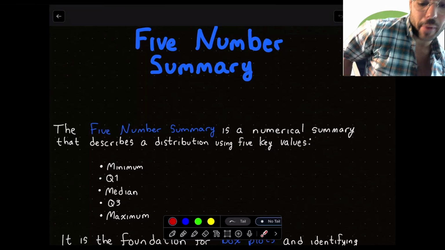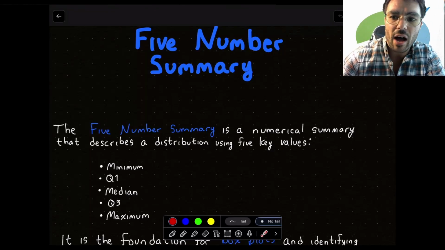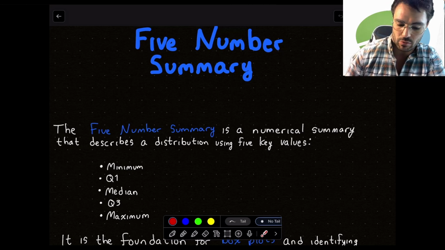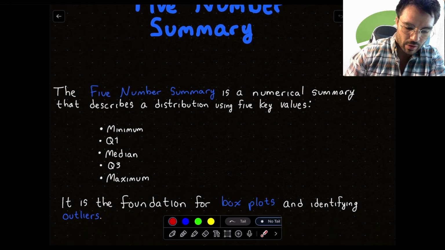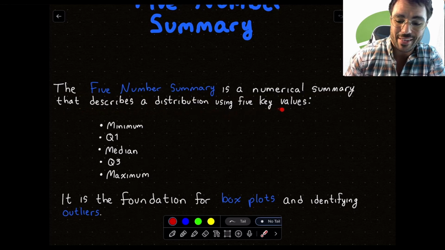Hello and welcome back. Today we are going to discuss the 5-number summary. I've gone over this in other videos, but I just wanted to dedicate this subject to its own video. So let's dive in. The 5-number summary is a numerical summary that describes a distribution using 5 key values.